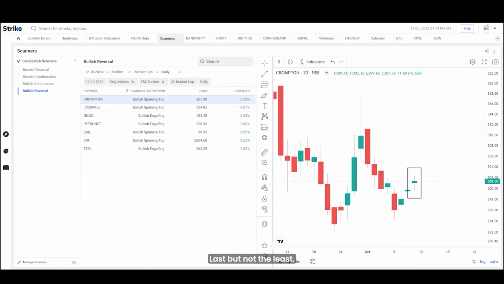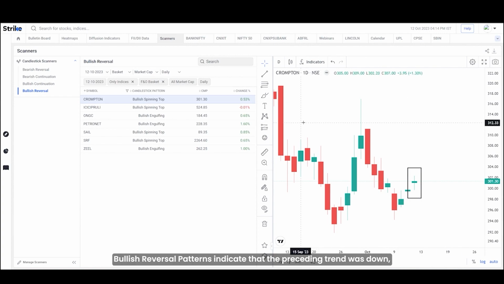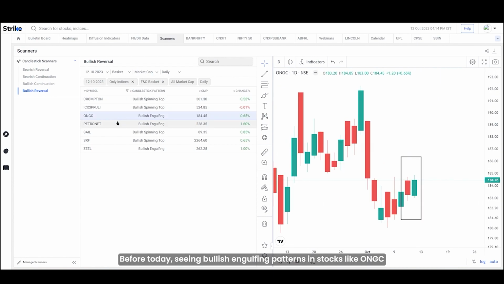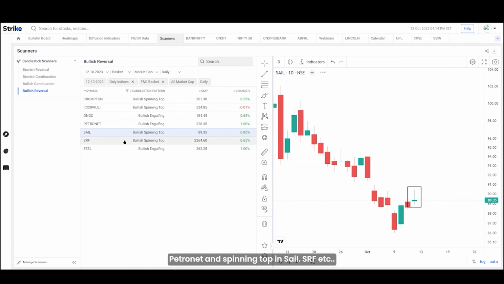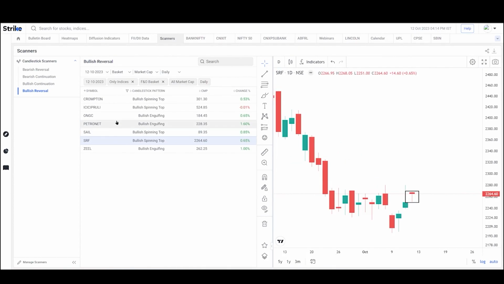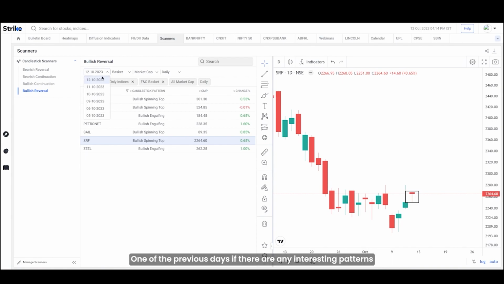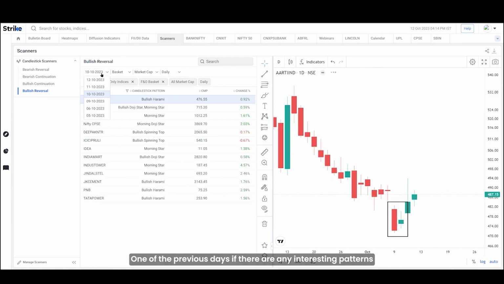Last but not the least, bullish reversal patterns indicate that the preceding trend was down and now the trend can change upwards. So for today, seeing bullish engulfing patterns in stocks like OMG, Petronet, and spinning top in SAIL, RF, etc. So let's see one of the previous days if there are any interesting patterns.